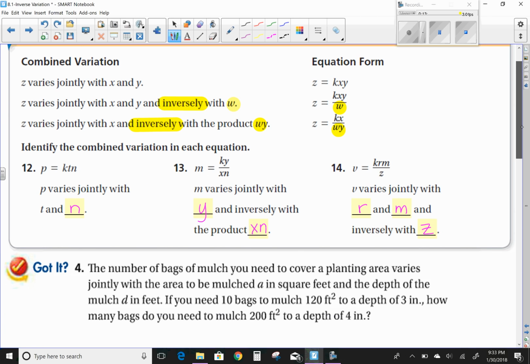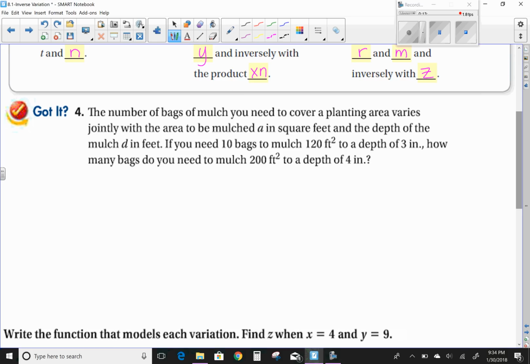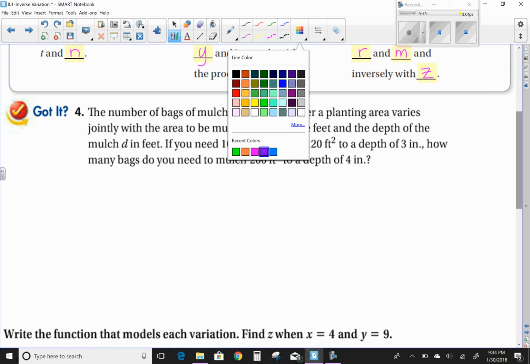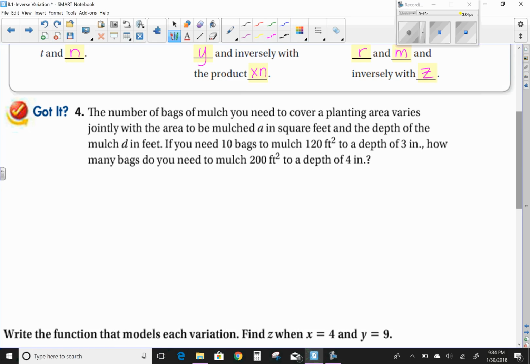All right, so let's look at one more word problem, and then I'll actually do some problems that I have you do for homework so that you don't get confused by the directions. Okay, so this says the number of bags of mulch you need to cover a planting area varies jointly with the area to be mulched, A, in square feet, and the depth of the mulch, D, in feet. Okay, that sentence, y'all, gave you no numbers, but it gave you a lot of information. That's what we're going to translate from English to math.